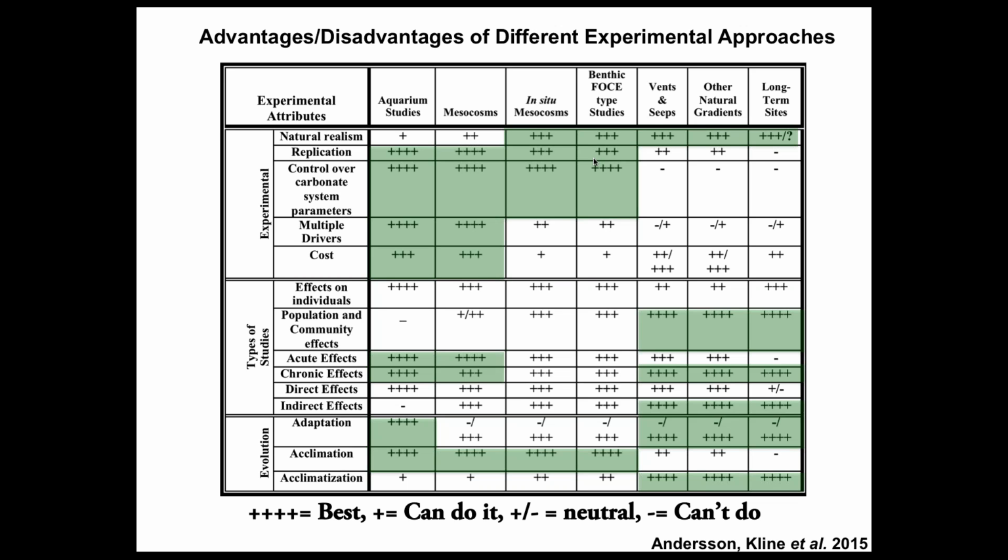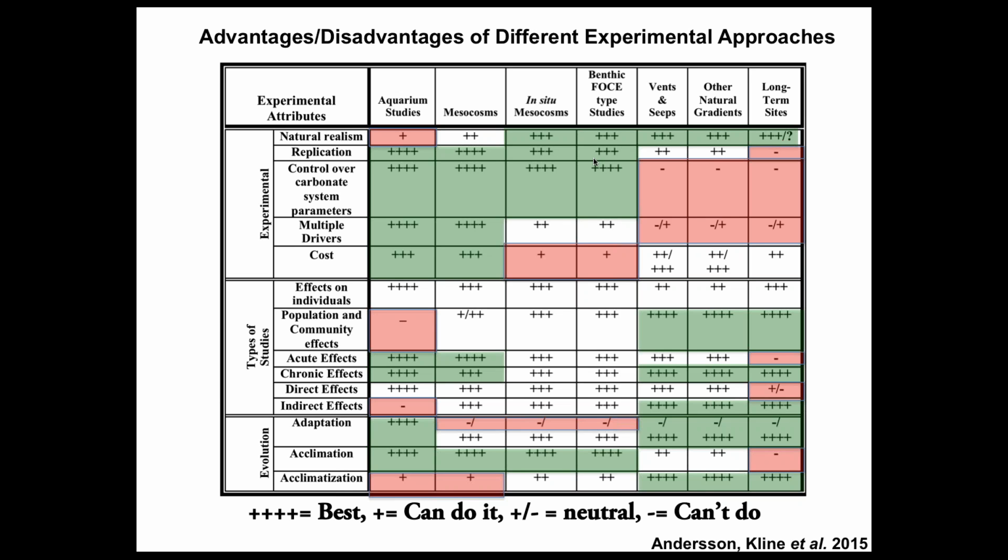They're really good for looking at population and community effects, chronic effects, and indirect as well as direct effects. And some of the limitations of these studies, as I mentioned, aquarium studies, it's basically taking the organisms and putting them in a glass box. So often the flow conditions are different, the seawater conditions are often quite different, food can be quite different, light can be different. So that's really one of the big negatives of aquarium studies. It's very difficult to study population and community effects in a small glass aquarium.